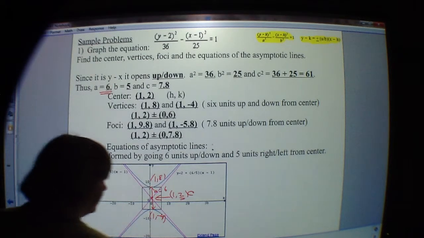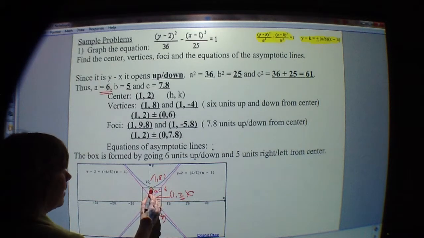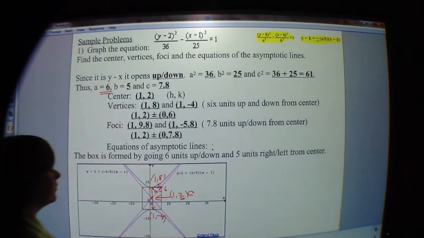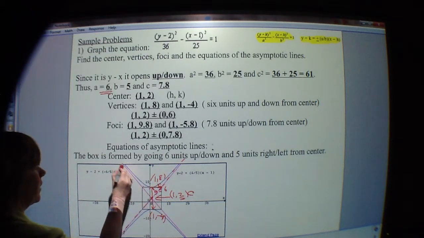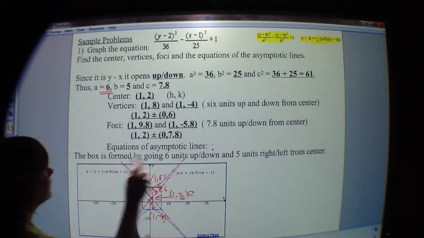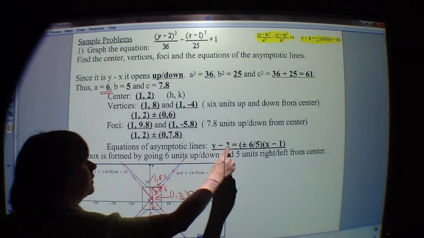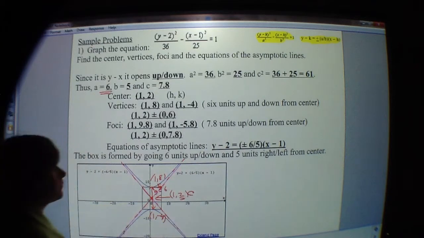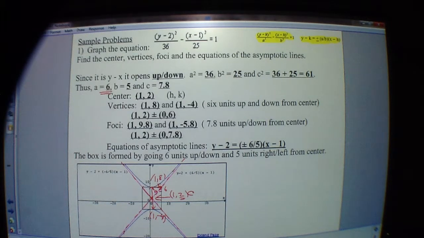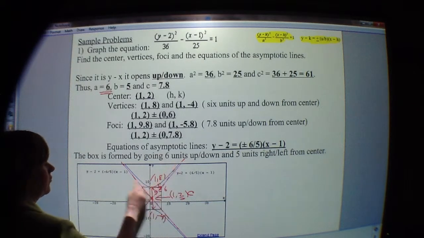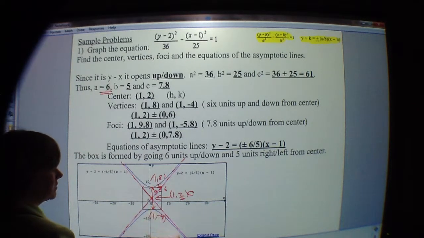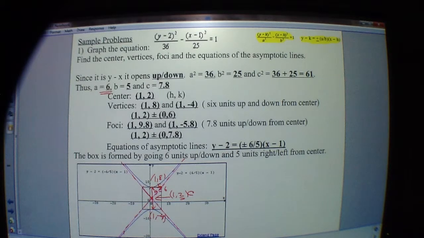From the center, if I go a up and b over, so a rise of 6 and a run of 5, I will be at one of the points for my asymptote. Or if I go 5 over this way, I will be at the other point. Rise over run. The center is (1, 2). Now draw it. You have a vertex, follow the asymptotes. Vertex, follow the asymptotes. And you're done.